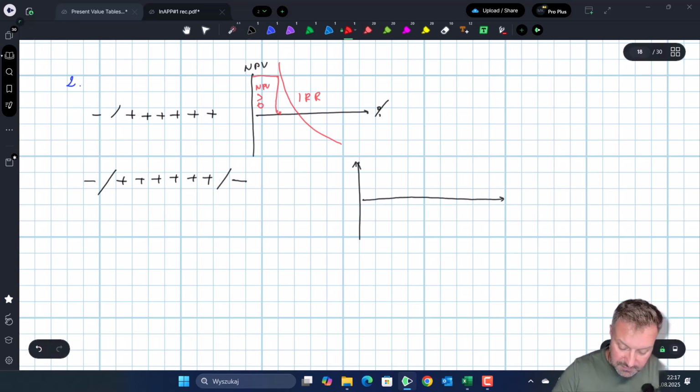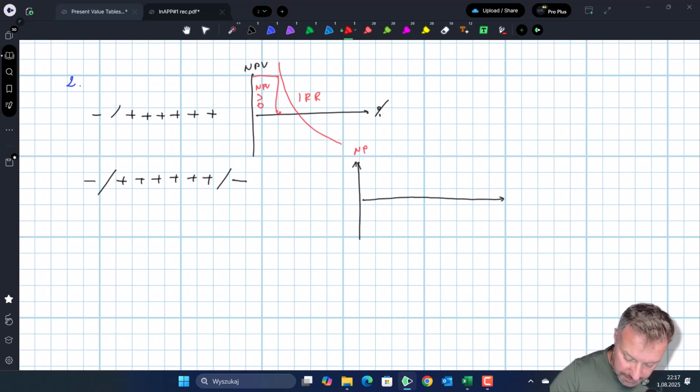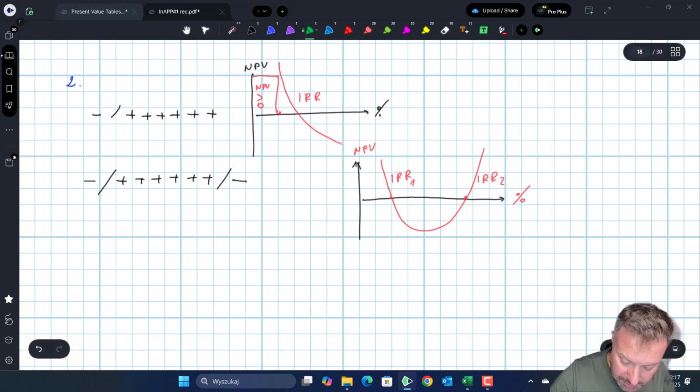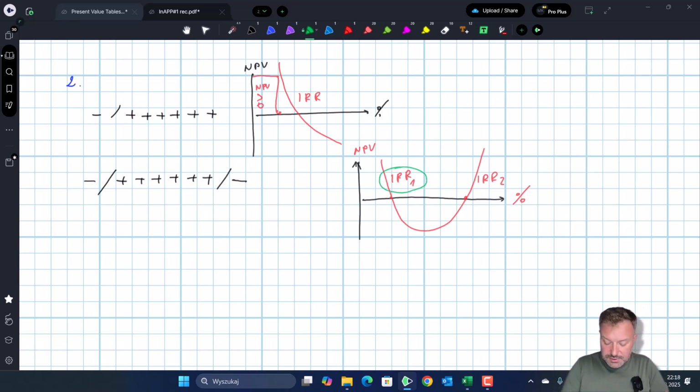So the NPV function in relation to the discount rate will now look something like that. I'm going to have one IRR, IRR1, and another one here, IRR2. So what the problem with this is, well, clearly I have no problems with explaining what internal rate of return 1 is.